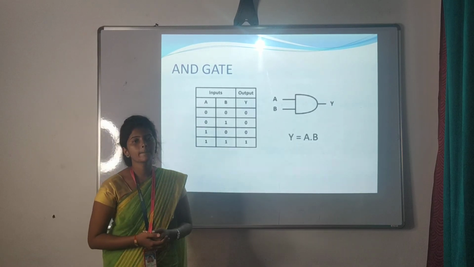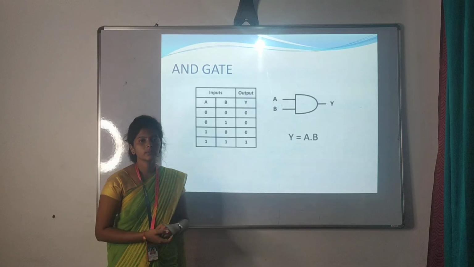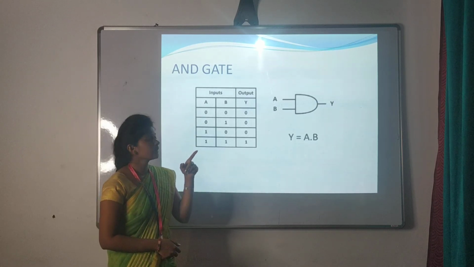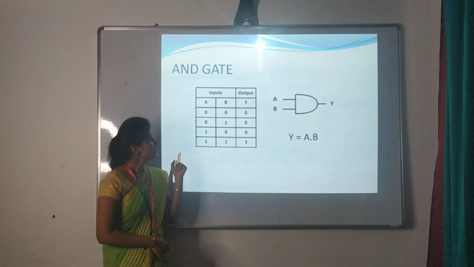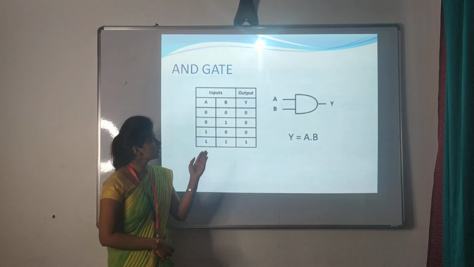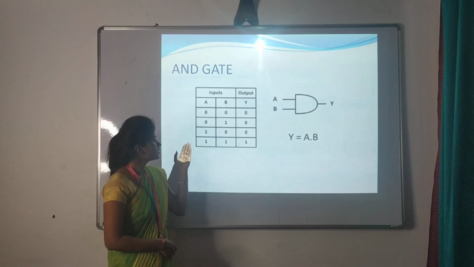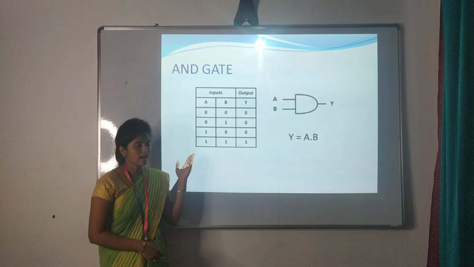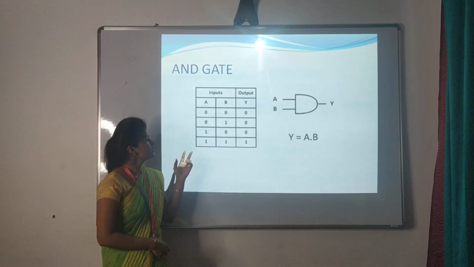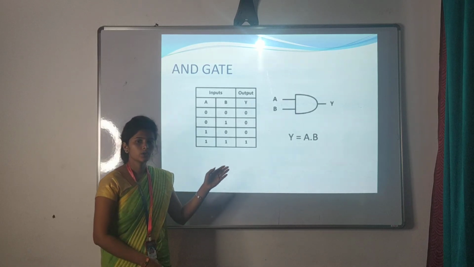Then second is the truth table. In the truth table of the AND gate, A and B are the inputs and Y is the output. When both inputs are low, we get output low. When only one of the inputs is high, we also get output low. In the third condition, the first input is high and the second is low, and the output is also low. That means only when both inputs are high do we get output high.